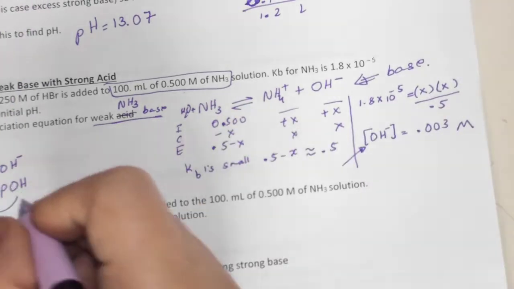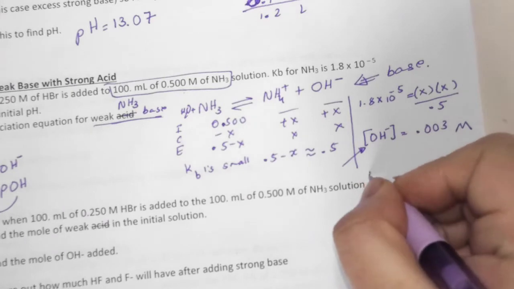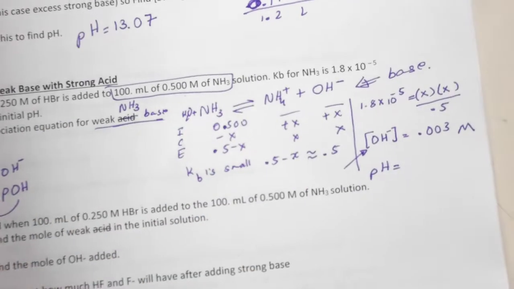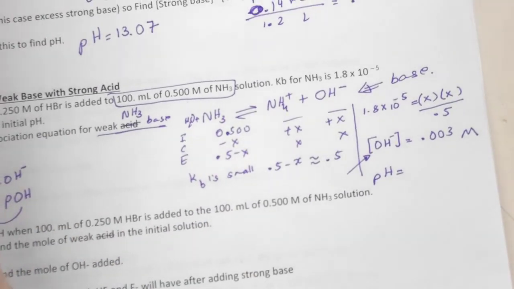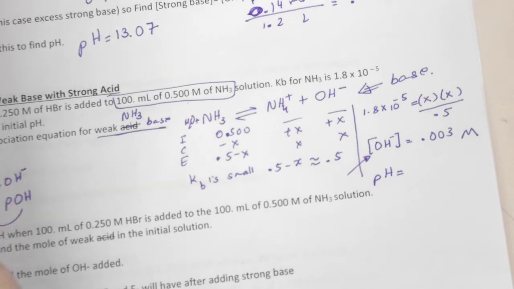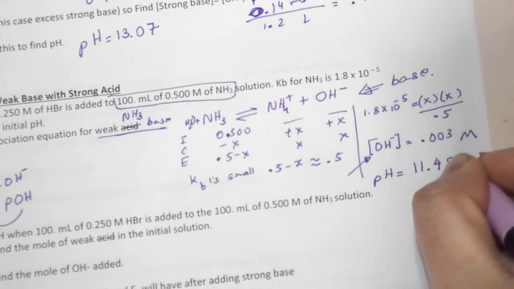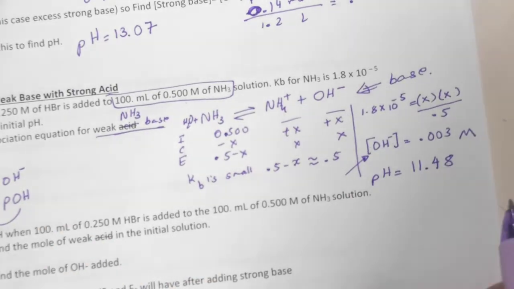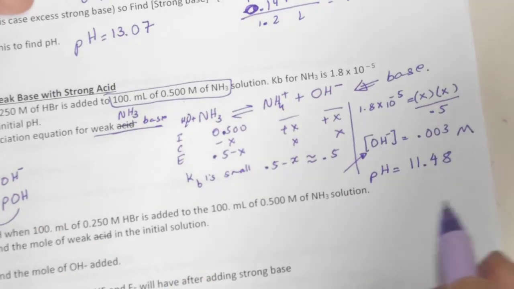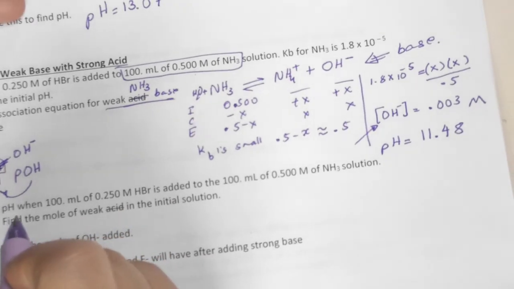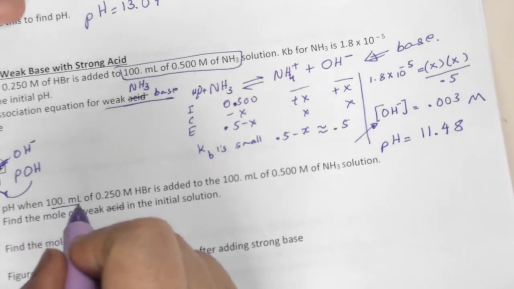Now, find the pOH and then find the pH. So I'm going to skip steps, like I said. Simply, you're doing negative log and then you're doing 14 minus. So we're going to get 11.477. I'm going to choose to use 11.48. All right, next one. pH of this when this is added.